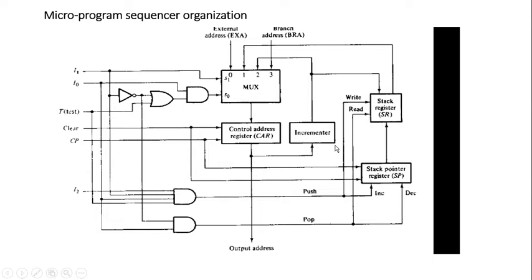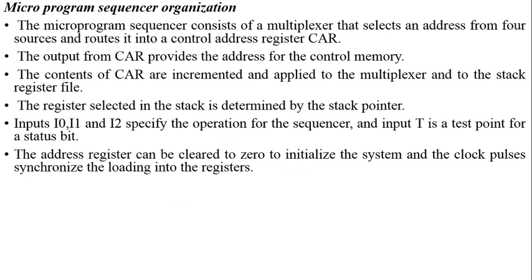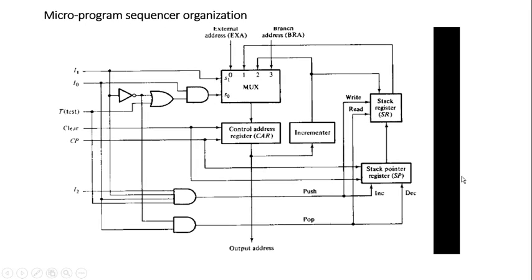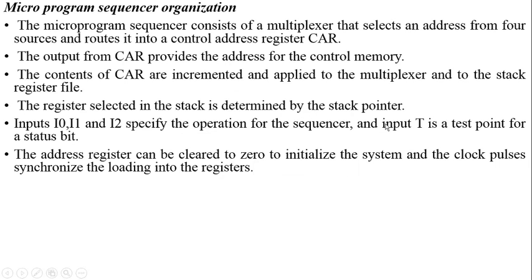Okay, so here we have the stack register file which will support the subroutine call and return facility. The register selected in the stack is determined by the stack pointer. That means here we have a special stack pointer register which facilitates the pushing and popping operations on this stack register. Inputs I0, I1, I2 specify the operation for the sequencer, and input T is a test point for the status bit.